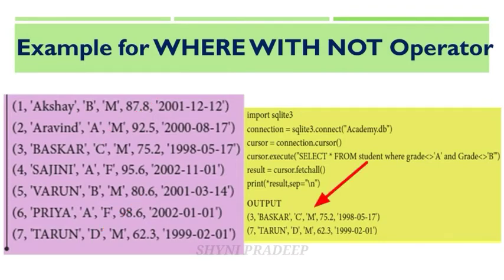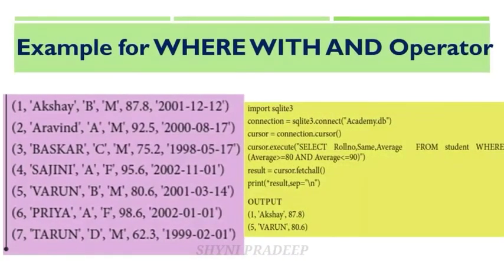See here, Bhaskar and Darun will be printed out like this. This is the output. Next example for WHERE with the AND operator. In this example, we are going to display the name, roll number and average of the students who have scored an average between 80 to 90%. Okay. See here, SELECT roll_number, name, average FROM student WHERE average >= 80 AND average <= 90. Okay, so between 80 and 90. See here, Akshay, Varun will be printed out like this.